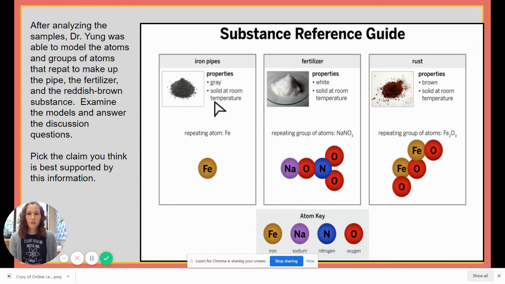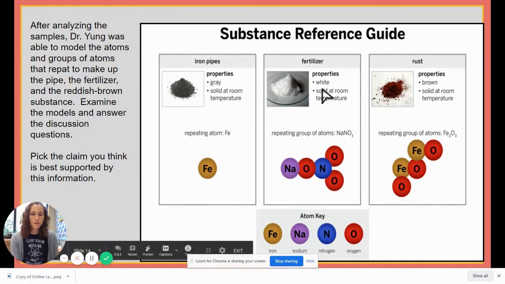So their color, what they look like at room temperature, that their molecules look like crystalline structures, okay? And then a new thing that you should have added into your paragraphs is not only do they all have different properties, but they're all made up of different groups of repeating atoms, which makes them all different substances. So the iron pipes are all made up of iron atoms. So it's just nothing but repetitive iron atoms. The fertilizer is made up of nothing but sodium nitrate, okay?